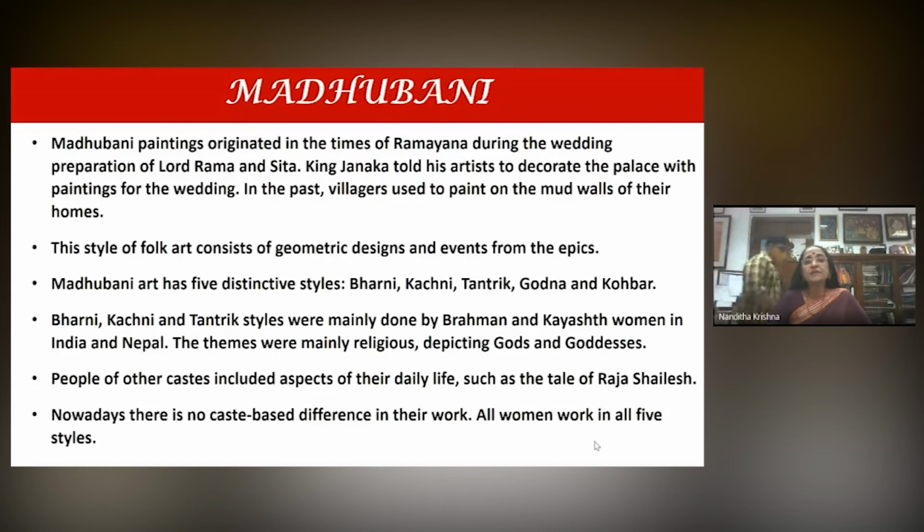This style of art consists of geometric designs, events from the epics, a lot of greenery, a lot of plants, flowers, and so on. Madhubani art has 5 distinct styles: Bharni, Kachni, Tantrik, Godna, and Kopar. The first 3 were mainly done by Brahmin and Kayastha women with mainly religious themes. And the others, other castes, included aspects of their daily life, such as the tale of Raja Shailesh. But nowadays, there's no caste-based difference in their work, and all women work in all 5 styles.